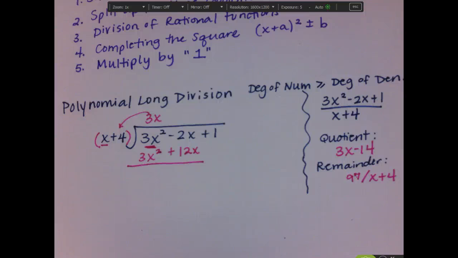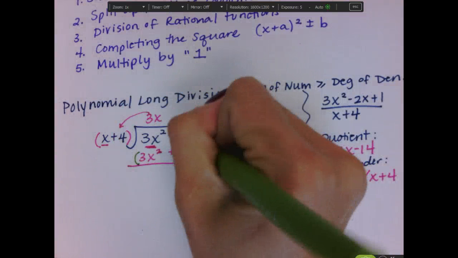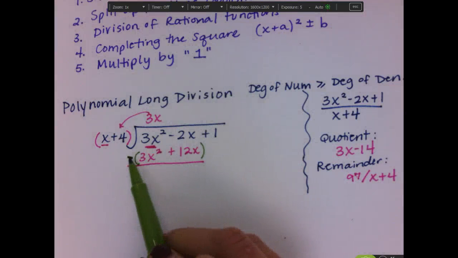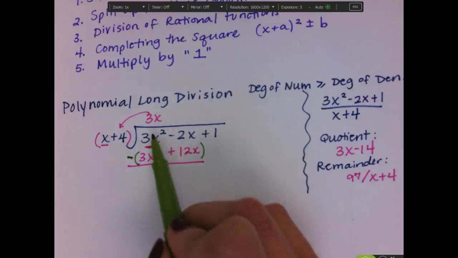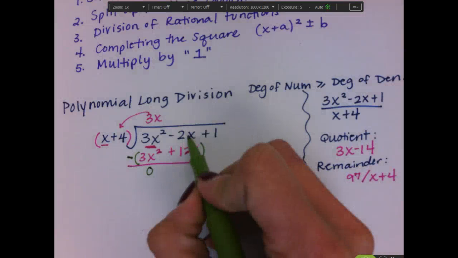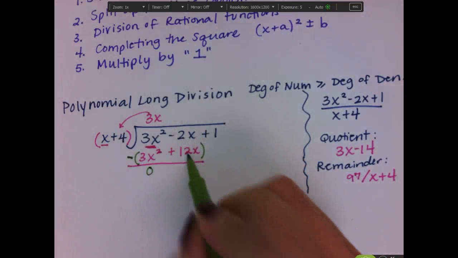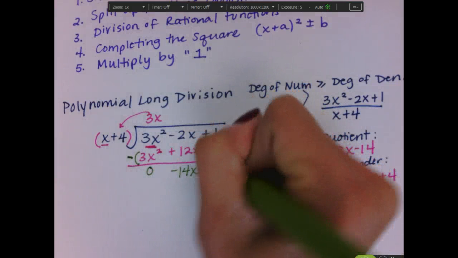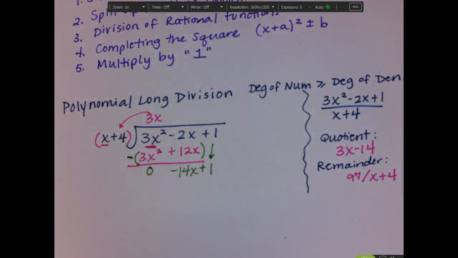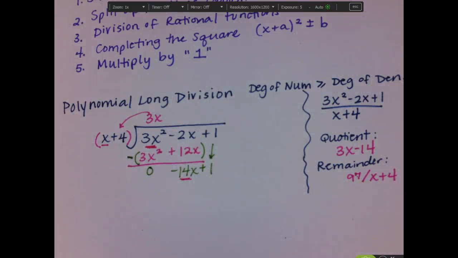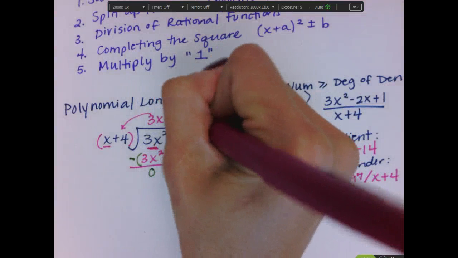From here, what happens is that we subtract. Now you always want to remember that you're subtracting both terms. So this negative sign really gets distributed here. 3x squared minus 3x squared gives us 0. Negative 2x minus 12x gives us negative 14x. And then you might want to just bring down the other term there so that you don't lose it. Let's repeat all of that again. So again, I want to see if x can go into negative 14x, and it goes in negative 14 times.